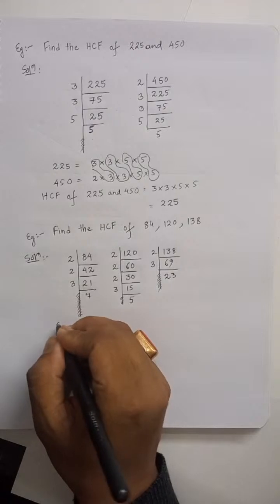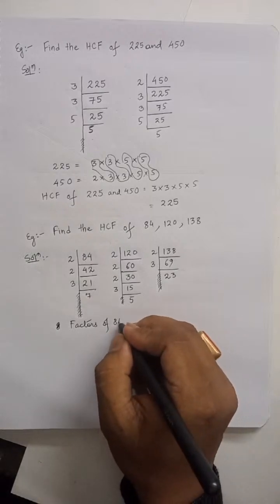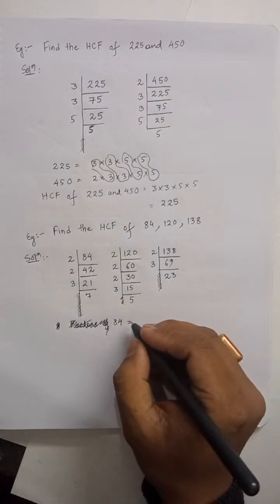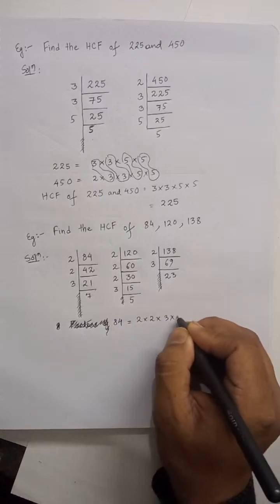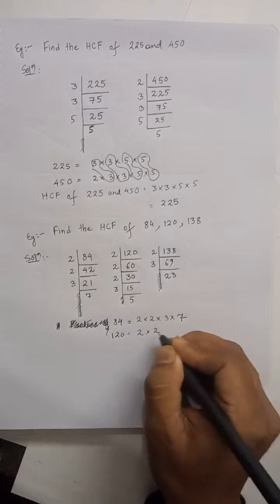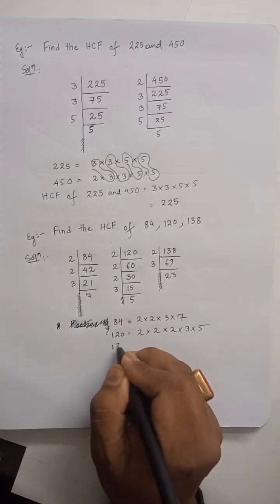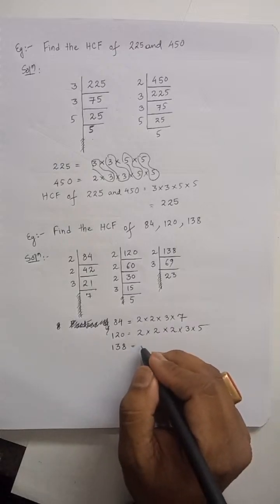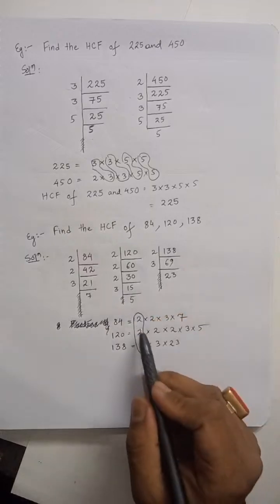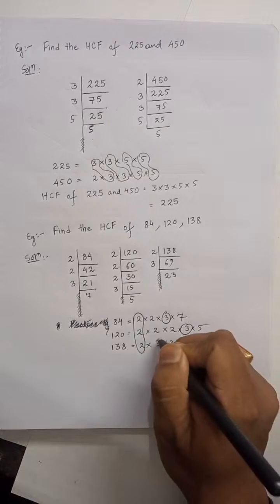Right? So we'll write the factors of 84. We will simply write 84 is 2 into 2 into 3 into 7. Then we have 120. So 2 into 2 into 2 into 3 into 5. Okay. And then we have 138. So 138 is 2 into 3 into 23. So we can see we have a 2 which can be taken as common from all the numbers, and then we have 3 and nothing else. That means we have a 3, 3 and 3.